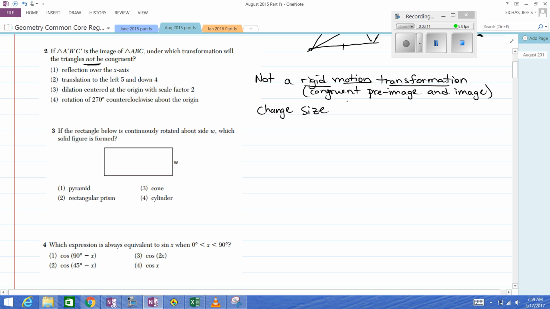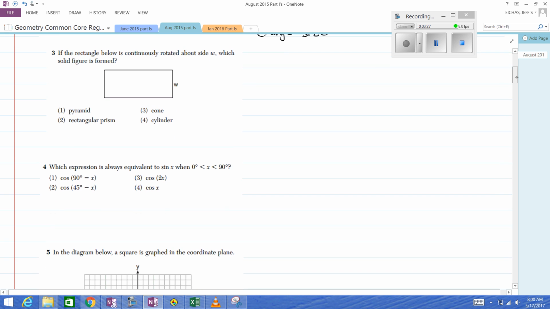All right, and stretch is not a choice. We don't work with that a whole lot, so we assume it's going to be dilation. Just check the scale factor. It is other than 1 or -1, so it is going to change the size. Those others are all going to produce congruent images.